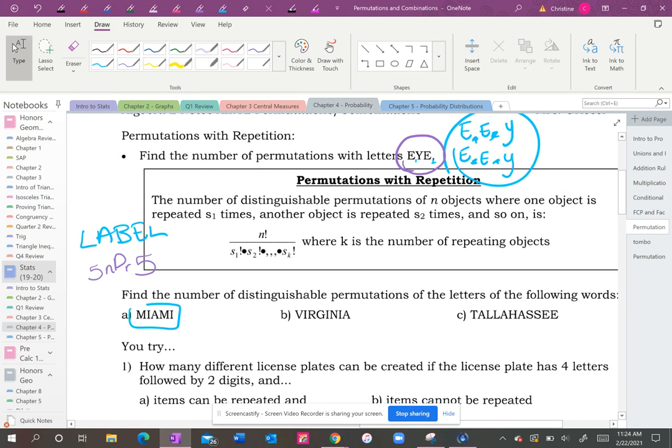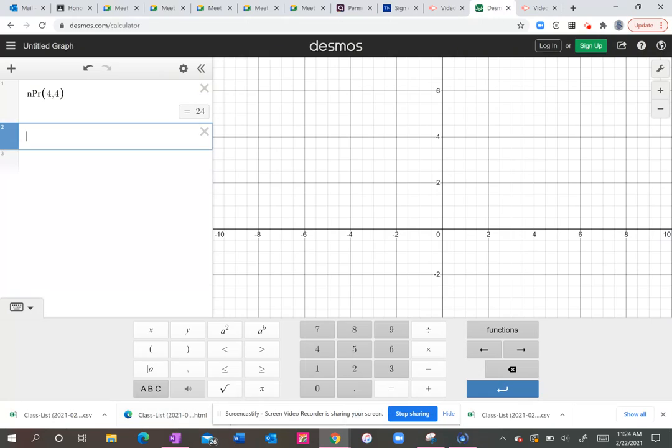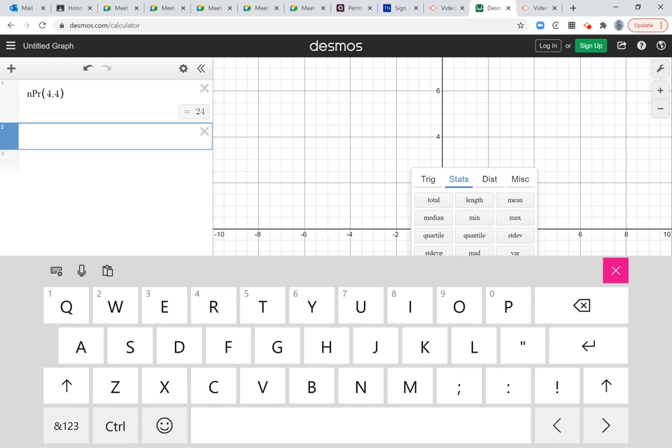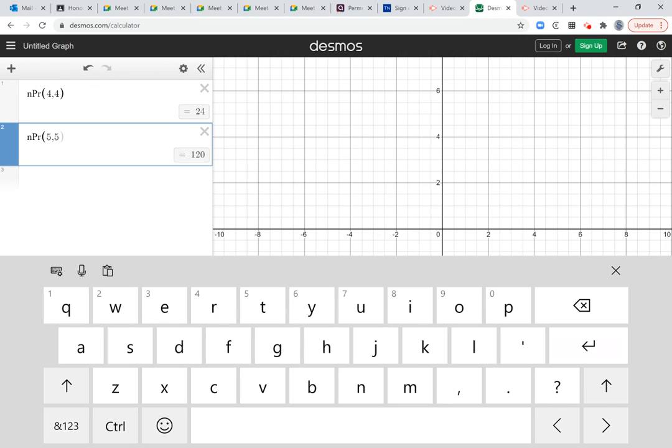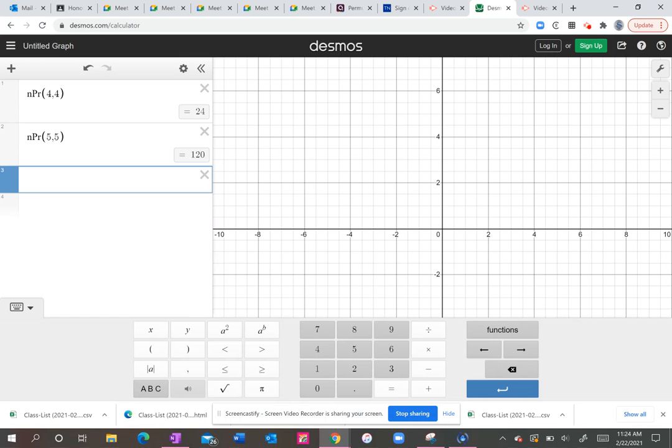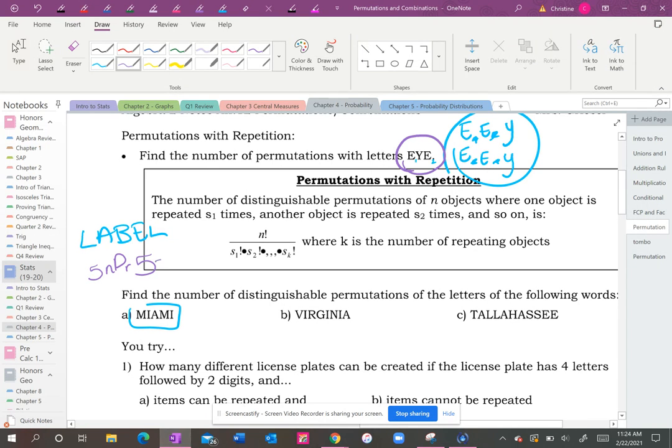So if you do this, and I'm just going to use the Desmos calculator real quick, nPr, and then do 5, 5, I get this as my answer. It's 120. But you might recognize that 120 is just a way to rewrite 5 factorial. So 5 factorial is the same as using all of these letters, right? That's like what we did before we knew about permutations.